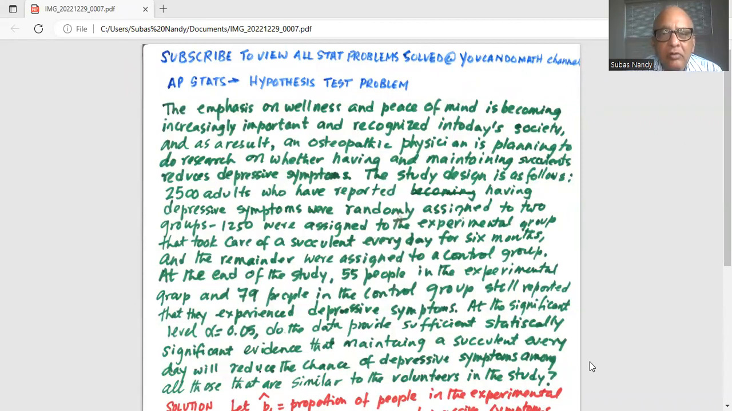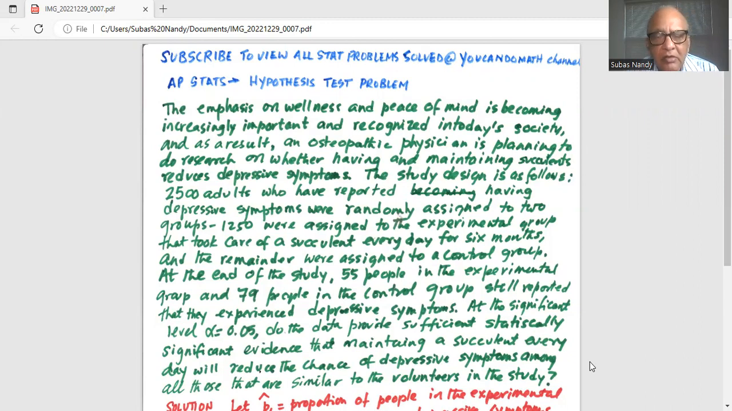The emphasis on wellness and peace of mind is becoming increasingly important and recognized in today's society. As a result, an osteopathic physician is planning to do research on whether having and maintaining succulents reduces depressive symptoms. The study design is as follows: 2,500 adults who have reported having depressive symptoms were randomly assigned to two groups. 1,250 were assigned to the experimental group that took care of a succulent every day for 6 months, and the remainder were assigned to a control group.